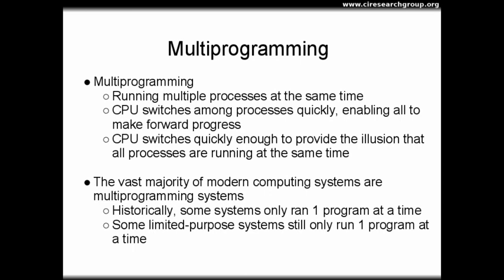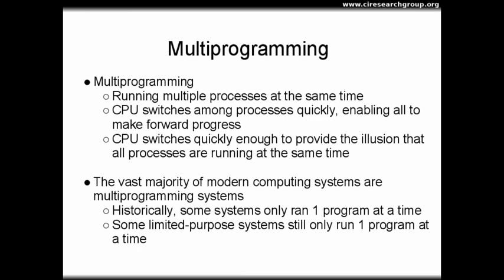Multiprogramming is simply the idea that we can run multiple processes or multiple instances of potentially several programs at the same time. We can do this by having the CPU switch quickly among the different processes, enabling all of them to make forward progress per unit of human perceivable time. The CPU will switch quickly enough to provide the illusion that all the processes are running at the same time, even if we only have one processor core.